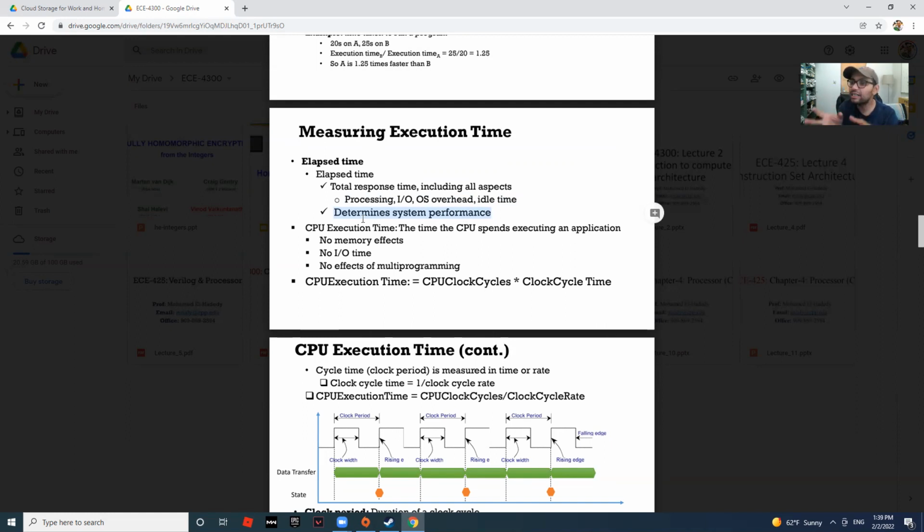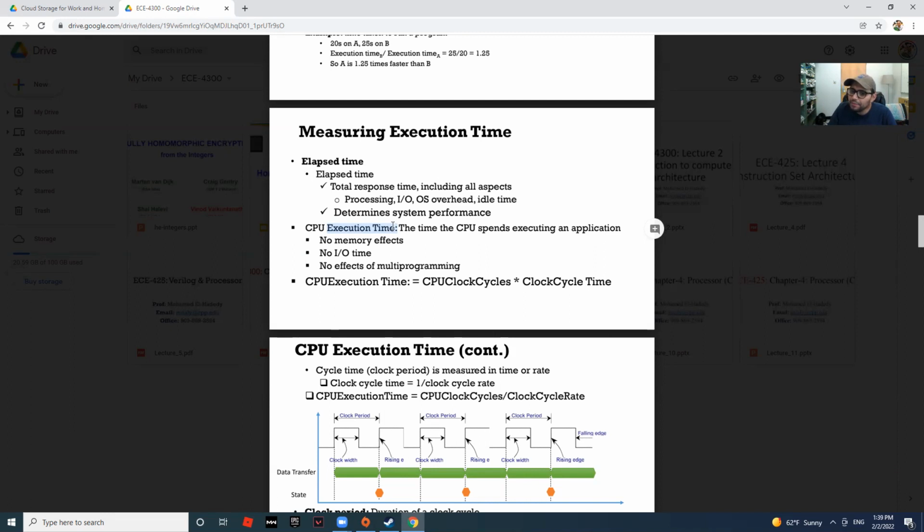But if you exclude all of these, then you will end up having CPU execution time. So you are just dedicated to the processing element, which is ALU, CPU, whatever you already have, right? So no memory effect in the CPU, no IO time is added, no effect of multi-programming or other schedulers like an operating system. How can we calculate the CPU execution time?